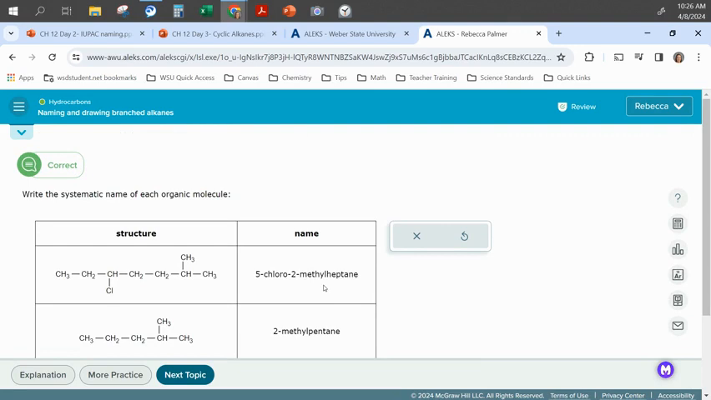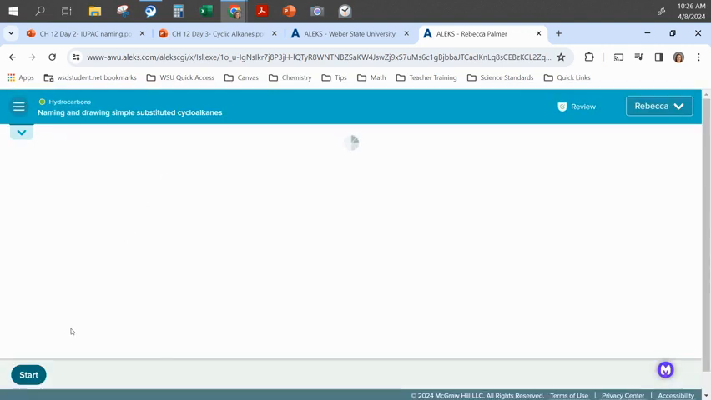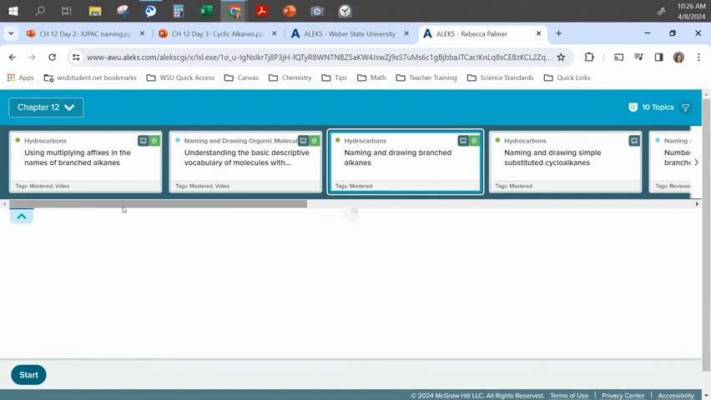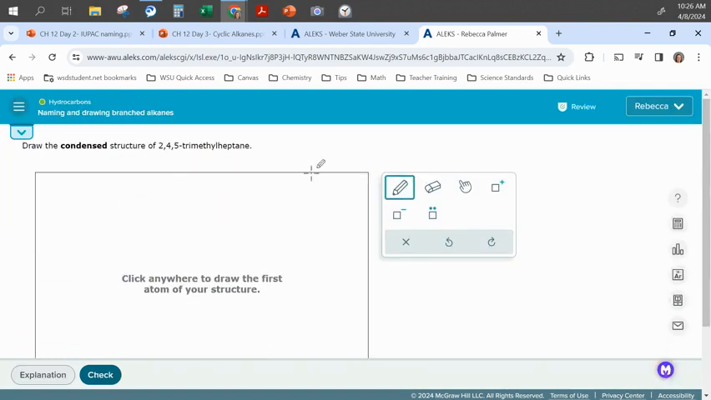Okay, how is that one? Is it naming? Oh, naming and drawing. So let's try a drawing one. Oops, not next topic. Go back to this one. Let's try the drawing version. Draw the condensed structure. When it says condensed, you need to make sure that you are drawing the carbons next to the hydrogens, not showing the bonds for carbon and hydrogen. So make sure you draw the correct thing. Condensed structure of 2,4,5 trimethyl heptane.